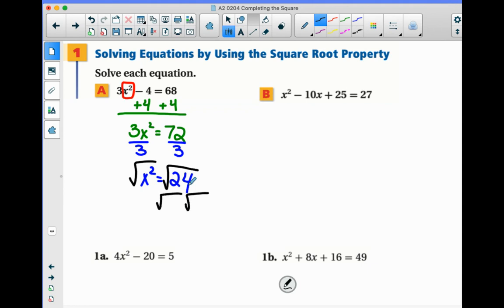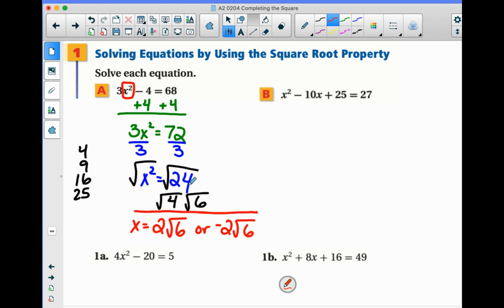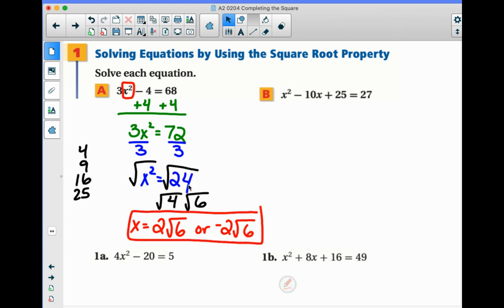You remember back in the day. So perfect squares are like 2 squared is 4, 3 squared is 9, 4 squared is 16, 5 squared is 25, etc. So which one of those goes into 24? 4 does. So it's 4 times 6. And what is the square root of 4? 2. So we'll say x equals 2 root 6 or negative 2 root 6. Another way you can write that is you could say x equals plus or minus 2 root 6. That means the positive and negative 2 root 6.